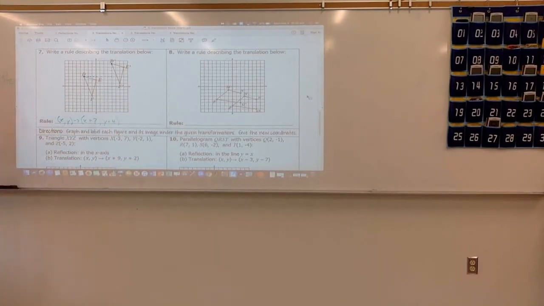So take 20 seconds and try number 8 here. Okay? Pick out a pair of corresponding points and write your rule like this. X plus or minus a number, depending on if you're going left or right. And y plus or minus a number. Okay? So make sure that you're starting and ending at the appropriate places.